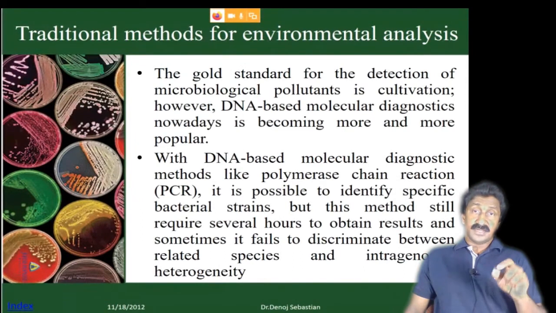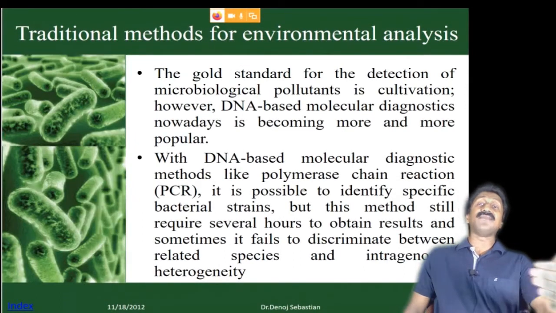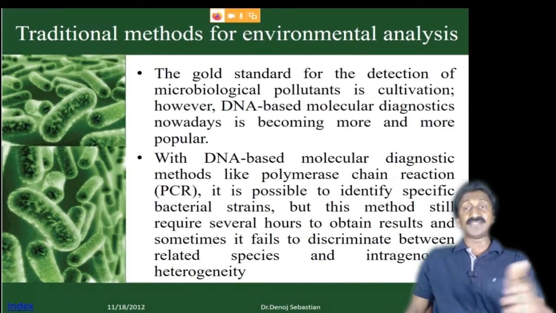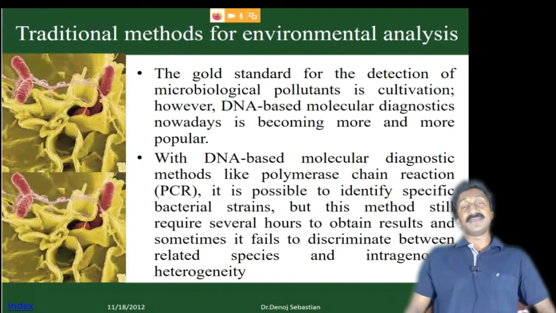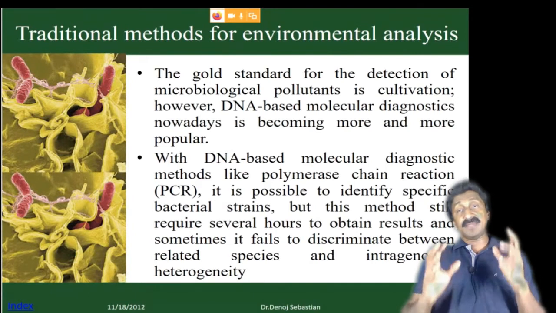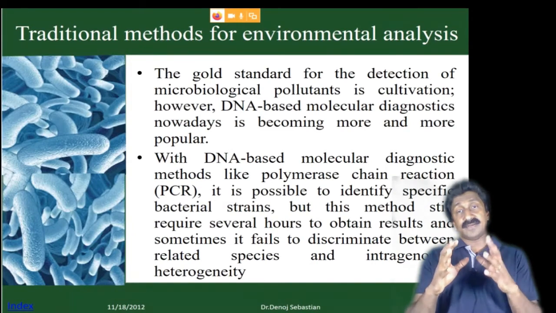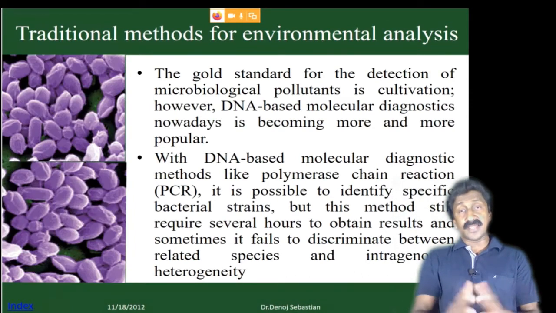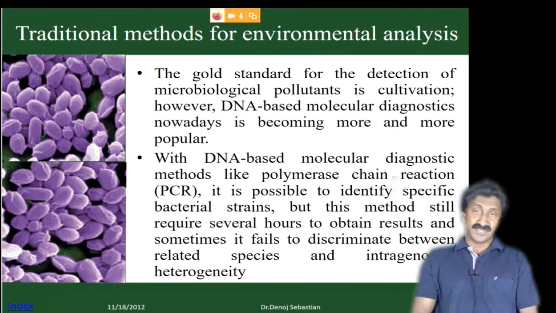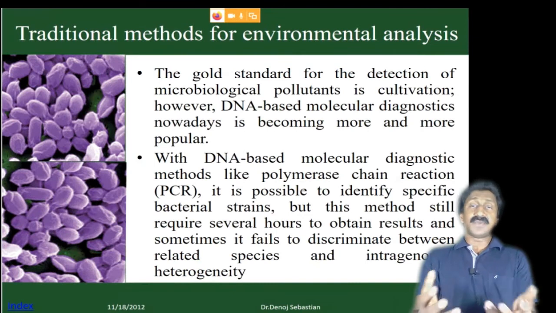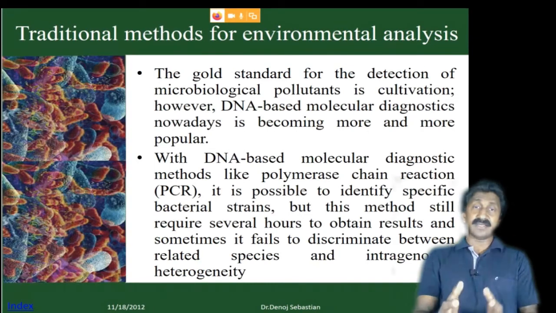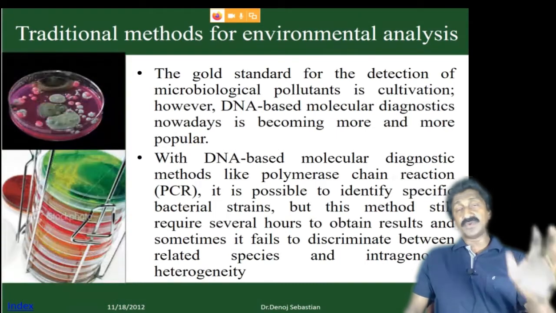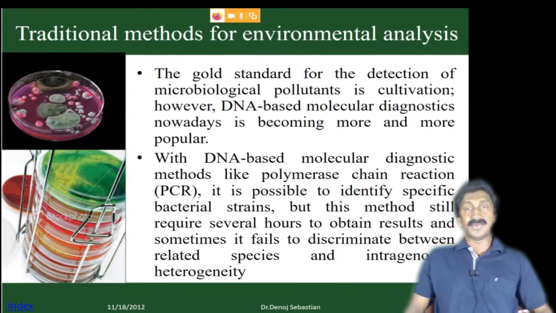But this method still requires several hours to obtain the results, and sometimes it fails to discriminate between related species and intergenomic heterogeneity. That means if you are going to screen an organism based on 16S rRNA sequencing, 16S rDNA can only identify up to the genus level, not the species level or strain level.